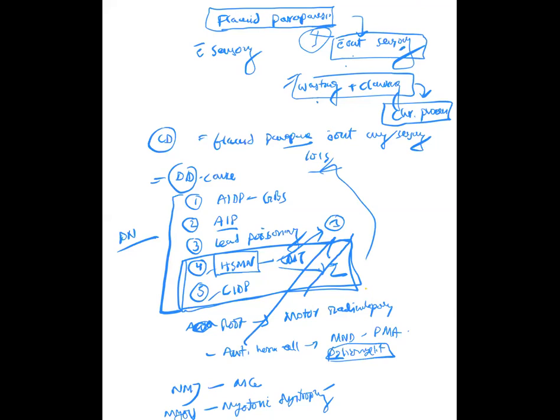Sir, in this you said anterior horn cell, it is MND, yes. And what is the other one, PMA? Sorry, poliomyelitis, the other one. Yes, sir. But poliomyelitis is not so common. Yes, sir.